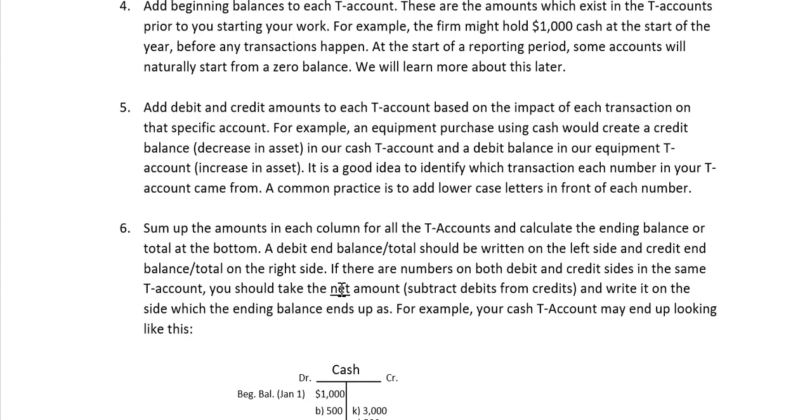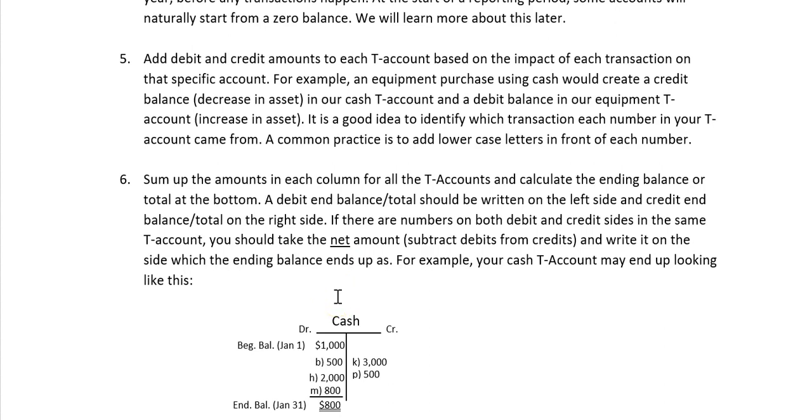Step 5, add debit and credit amounts to each T account based on the impact of each transaction on that specific account. For example, an equipment purchase using cash would create a credit balance, a decrease in asset, in our cash T account, and a debit balance in our equipment T account, which is an increase in asset. It is a good idea to identify which transaction each number in your T account comes from. A common practice is to add lowercase letters in front of each number. So you're going to see that happen as we go into our first example with T accounts.